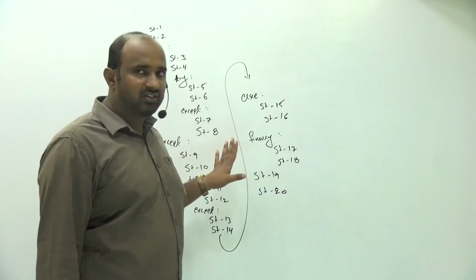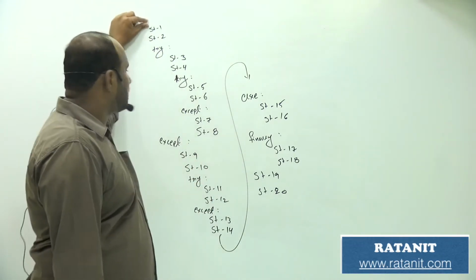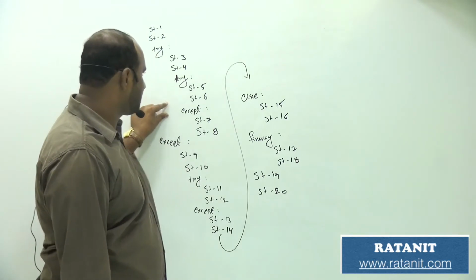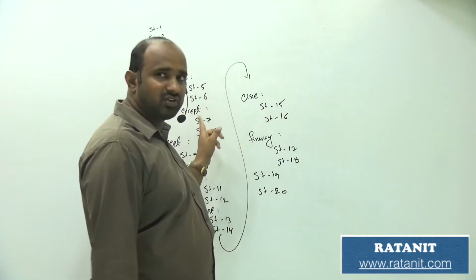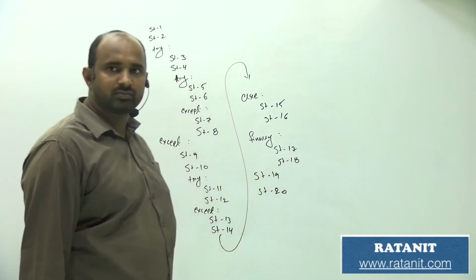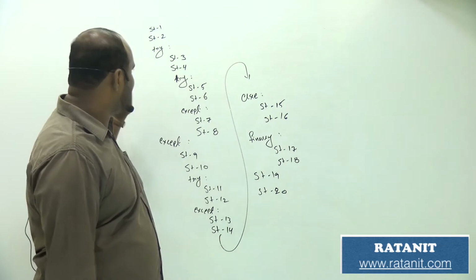I am repeating the case once again. No exception in the above example. If there is no exception, then statement 1 executed, 2 executed, 3, 4, 5, 6. Then control goes to the else block, 15, 16, because there is no exception, right? The else block will be executed. Then the finally block, 17, 18, 19, 20. That's it. That's case 1.